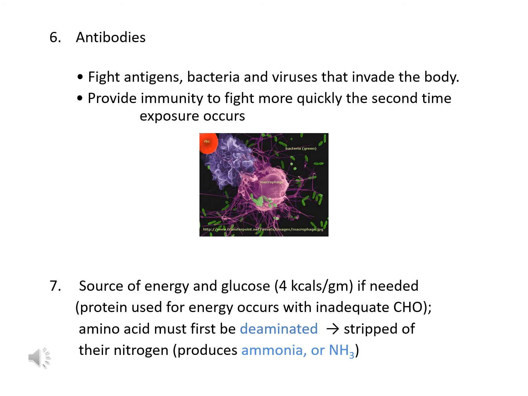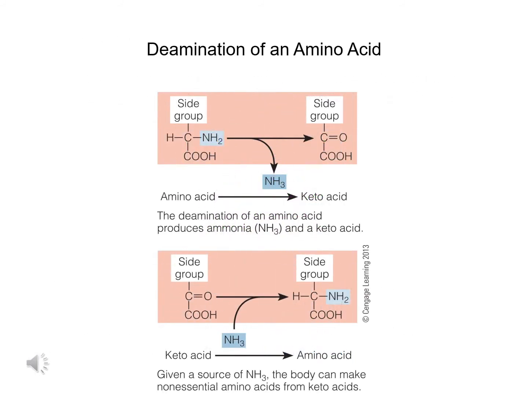For this type of step to occur, the amino acid must first be deaminated, meaning that it must be stripped of its nitrogen. This deamination process, or the removal of nitrogen from the amino acid, can be seen here. The amino group is removed, resulting in the production of ammonia and a keto acid. This keto acid can actually be reused to produce a non-essential amino acid.